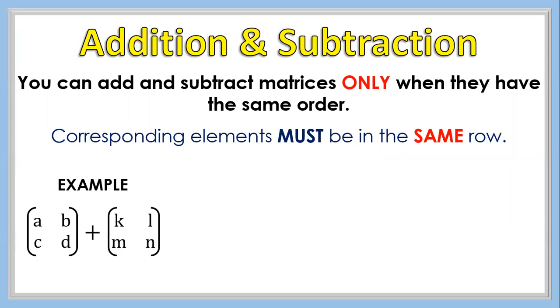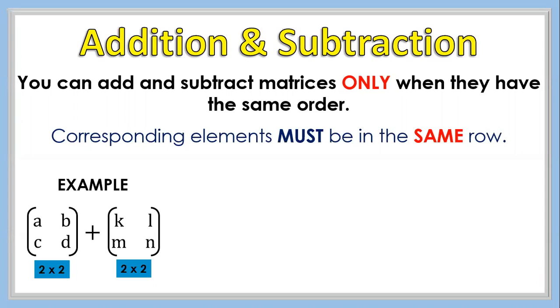Here we are required to find the sum of these two matrices. In the first matrix, the members are A, B, C, and D. This matrix is a 2 by 2 matrix. In our second matrix, the members are K, L, M, and N. This is also a 2 by 2 matrix. Please recall, you can add matrices if the matrices are of the same order.